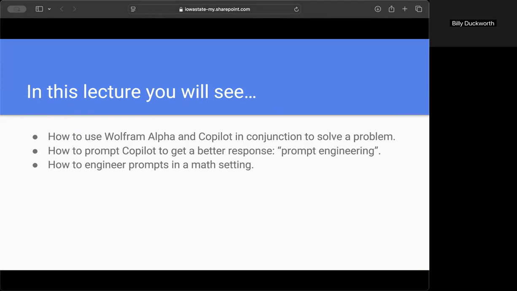Okay, so what we're going to see is we're going to go through how to use Wolfram Alpha and Copilot together to solve problems better than they could apart. We're going to look at how you can give Copilot better prompts to get better answers. Some tips on best practices for that, and we're going to see specifically how that goes in a math setting.